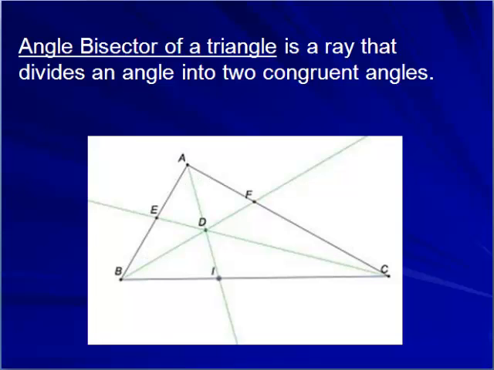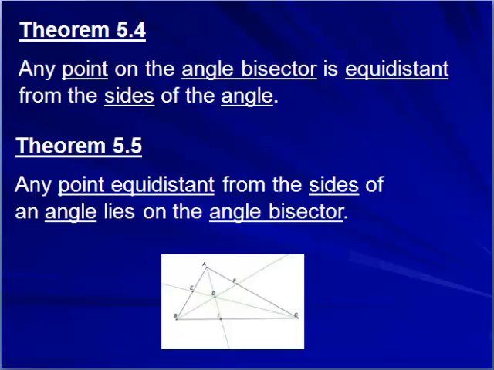Alright, another theorem. 2 theorems actually. We got Theorem 5.4. It says any point on the angle bisector is equidistant from the sides of the angle. So if I have a point on any of these angle bisectors, I know this is kind of small, but let's have a look here. Say I take this point right here. Then the distance from this point to each side of the angle that it's bisecting is exactly the same. Those 2 distances right there would be the same.